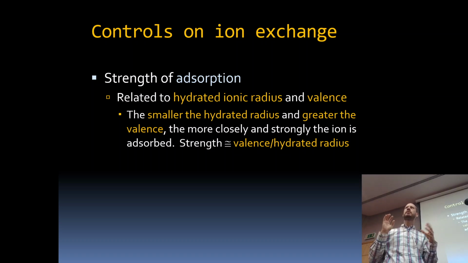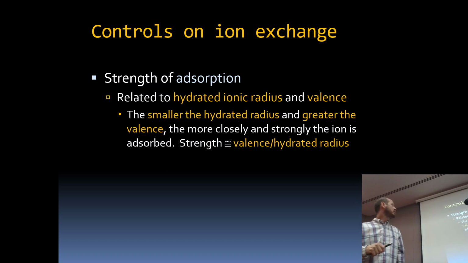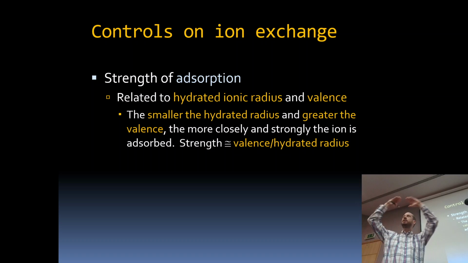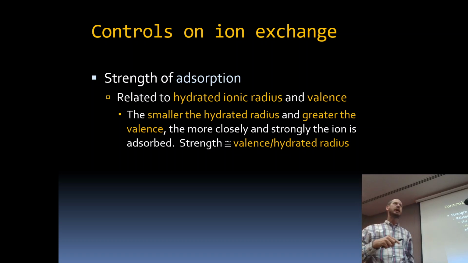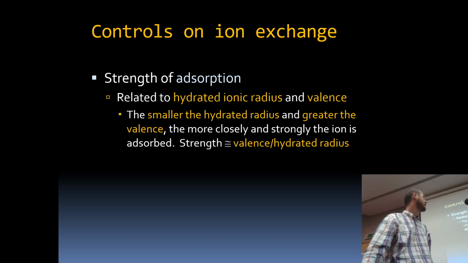Is this concept clear? So hydrated radius is one of the things that you have to consider. It means what is the size, the radius of that ion, and the valence, how much charge it carries. If you divide one by the other, you get charge density, the amount of charge for a given amount of space. So a smaller hydrated radius and a greater valence mean the ions are more strongly attracted to the surface.